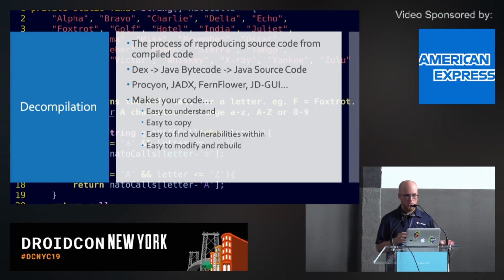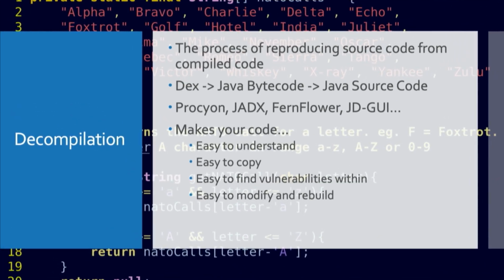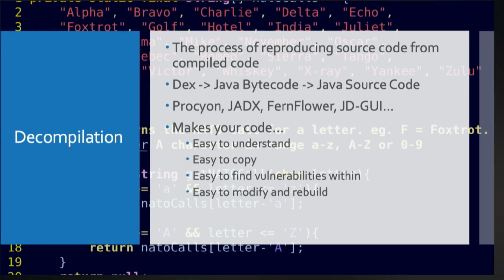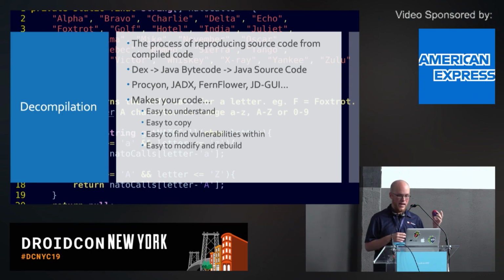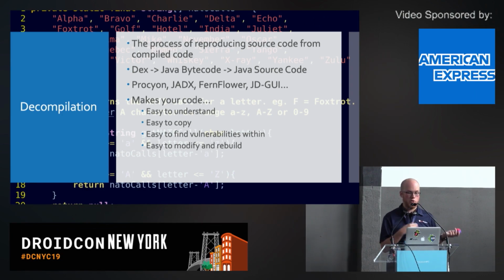Let's talk about decompilation. Decompilation is the process of reproducing source code from compiled code. In the context of Android apps, we're generally talking about converting DEX code packaged within the APK to Java bytecode, and then converting that into Java source code. There are a lot of tools that just handle that conversion out of the box, which I'll show you shortly. I've listed a few different decompilers. I don't feel a particular need to go into deep detail on any of them.